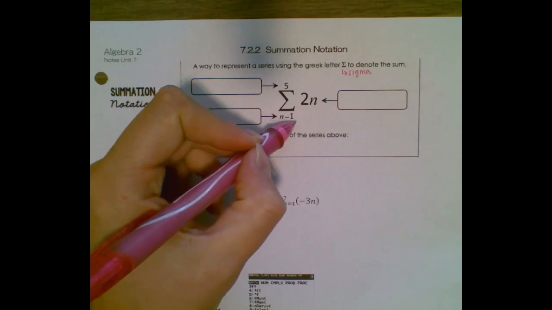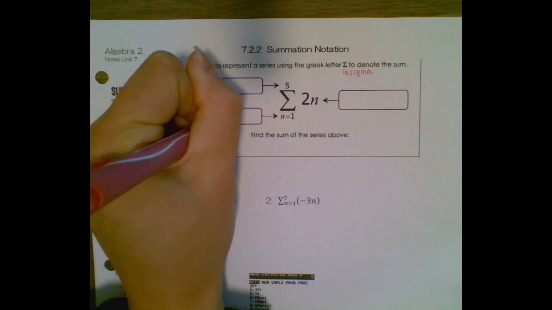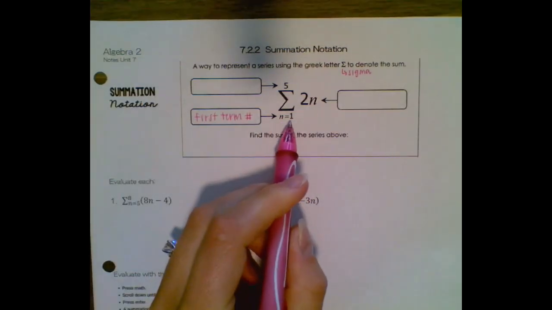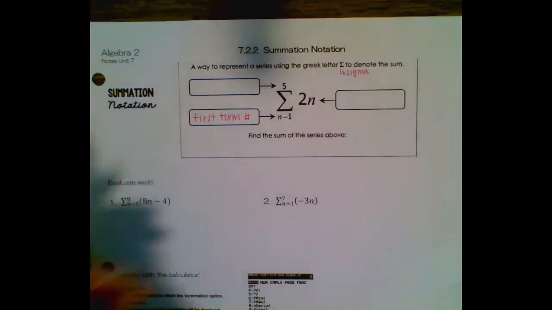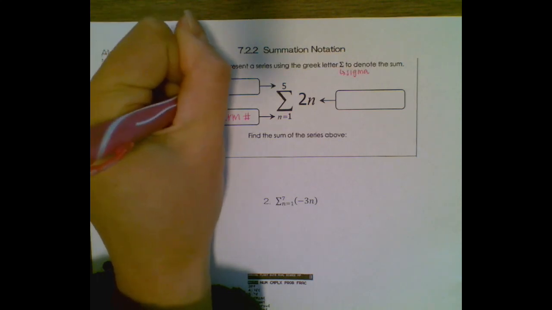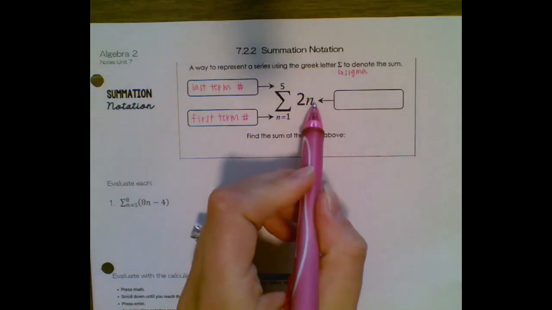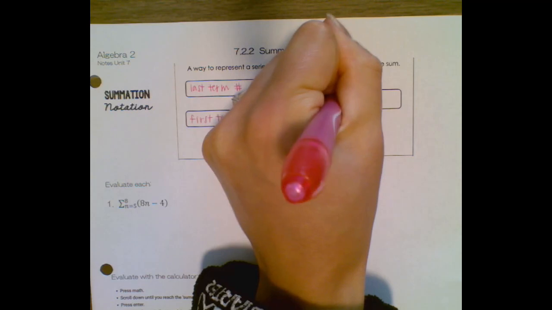This tells you what the first term number is, like where in the sequence you are starting. This gives you the last term number, so where in the sequence you want to end. And this 2n will change depending on the formula for the sequence.